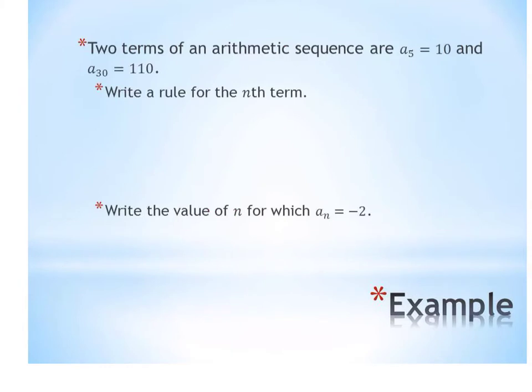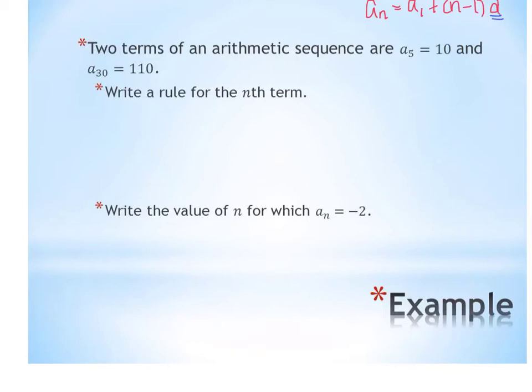Two terms of an arithmetic sequence are a sub 5 is 10 and a sub 30 is 110. Write a rule for the nth term. Well, now we're going to miss two things. So let's look here. I'm going to write it up top: a sub n equals a sub 1 plus n minus 1 times d. Hopefully you can read that, kind of.